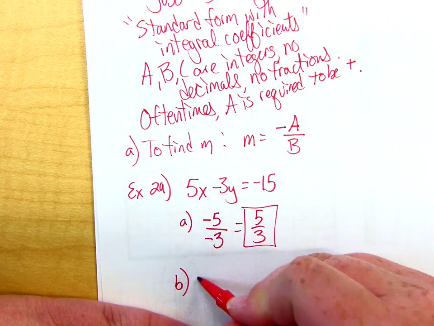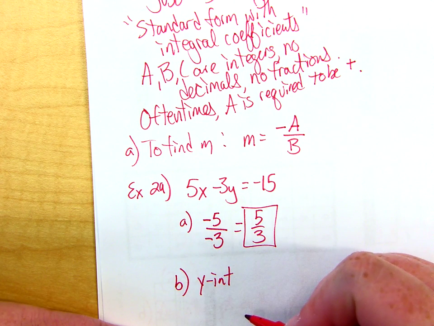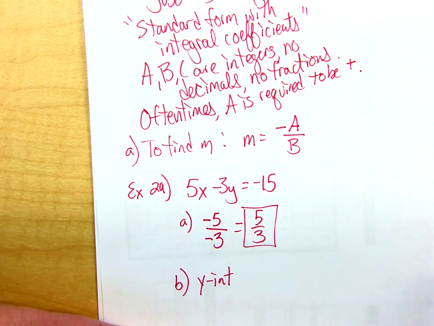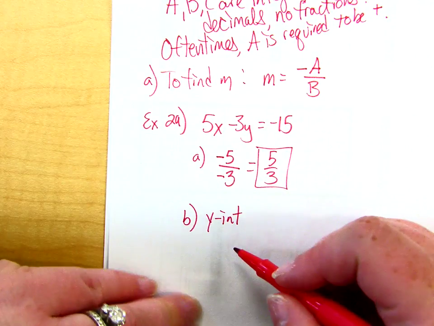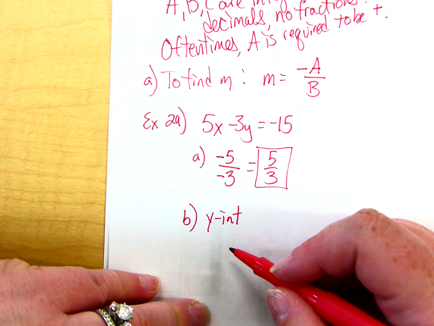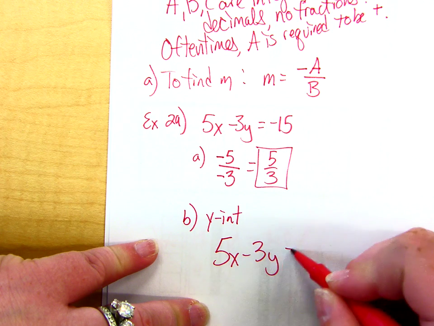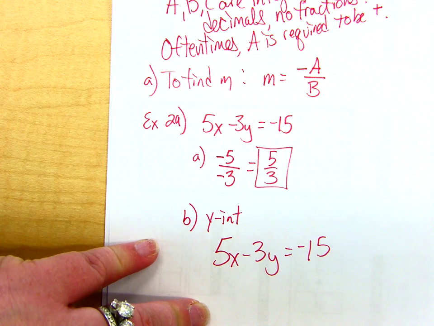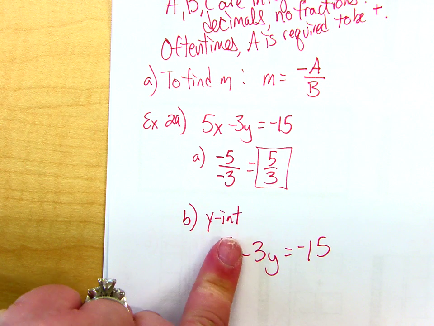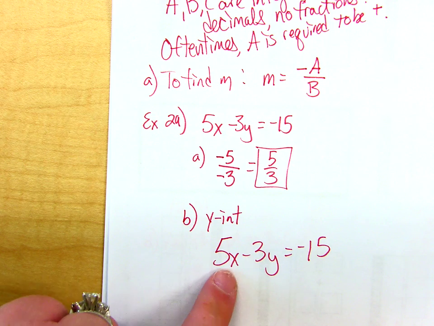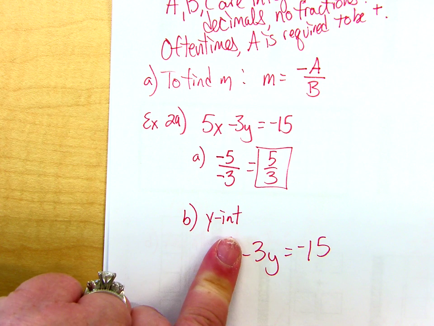So B, let's find the Y-intercept. How do you find the Y-intercept? Plug in 0 for X. Now watch this. Sometimes we call this the hand method, or the finger method, I guess. What's our thing that we're doing? 5x minus 3y equals negative 15. If I plug in 0 for x, won't this whole thing just go away? Right? If I plug in a 0, 5 times 0 is just 0, so it's just gone.